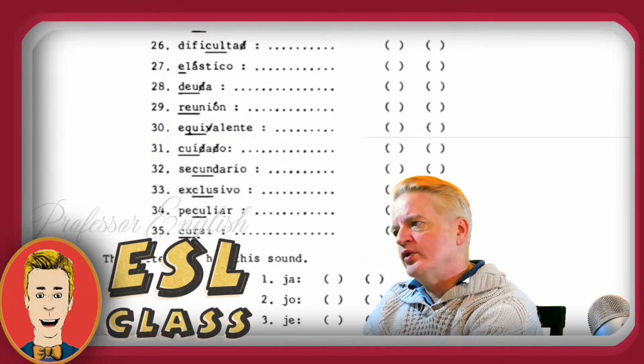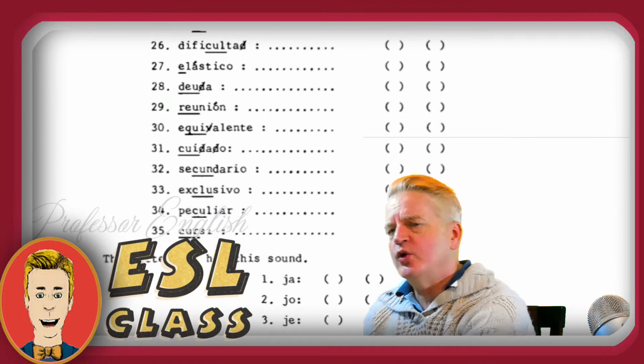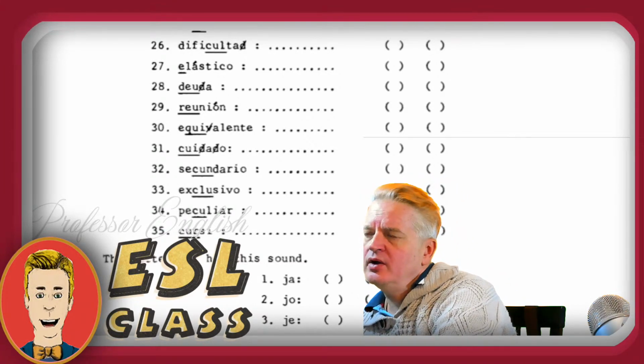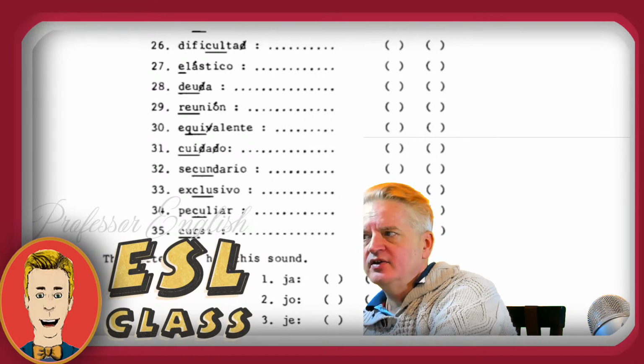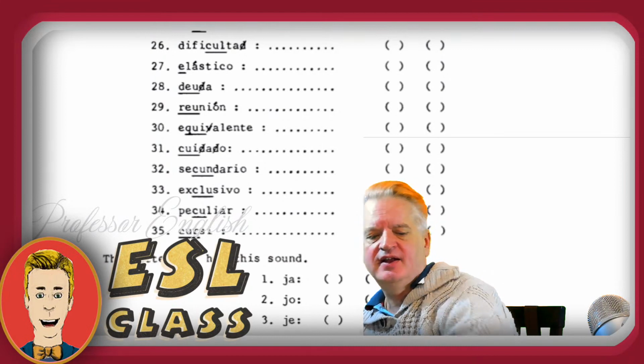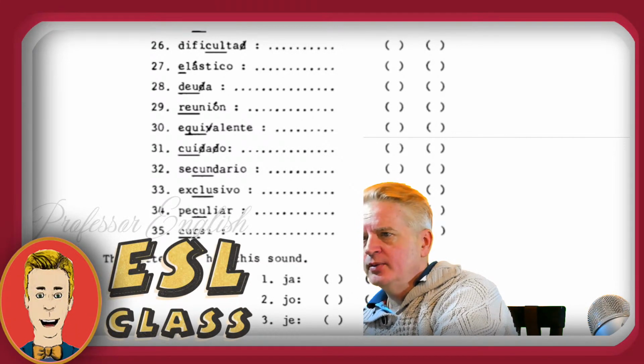29 is reunión. So again, that's reu. Let's see. Reu. 30. 30 is equivalente, and the syllable is ki. Ki. 31. 31 is cuidado. And the syllable is qui. Qui. 32.